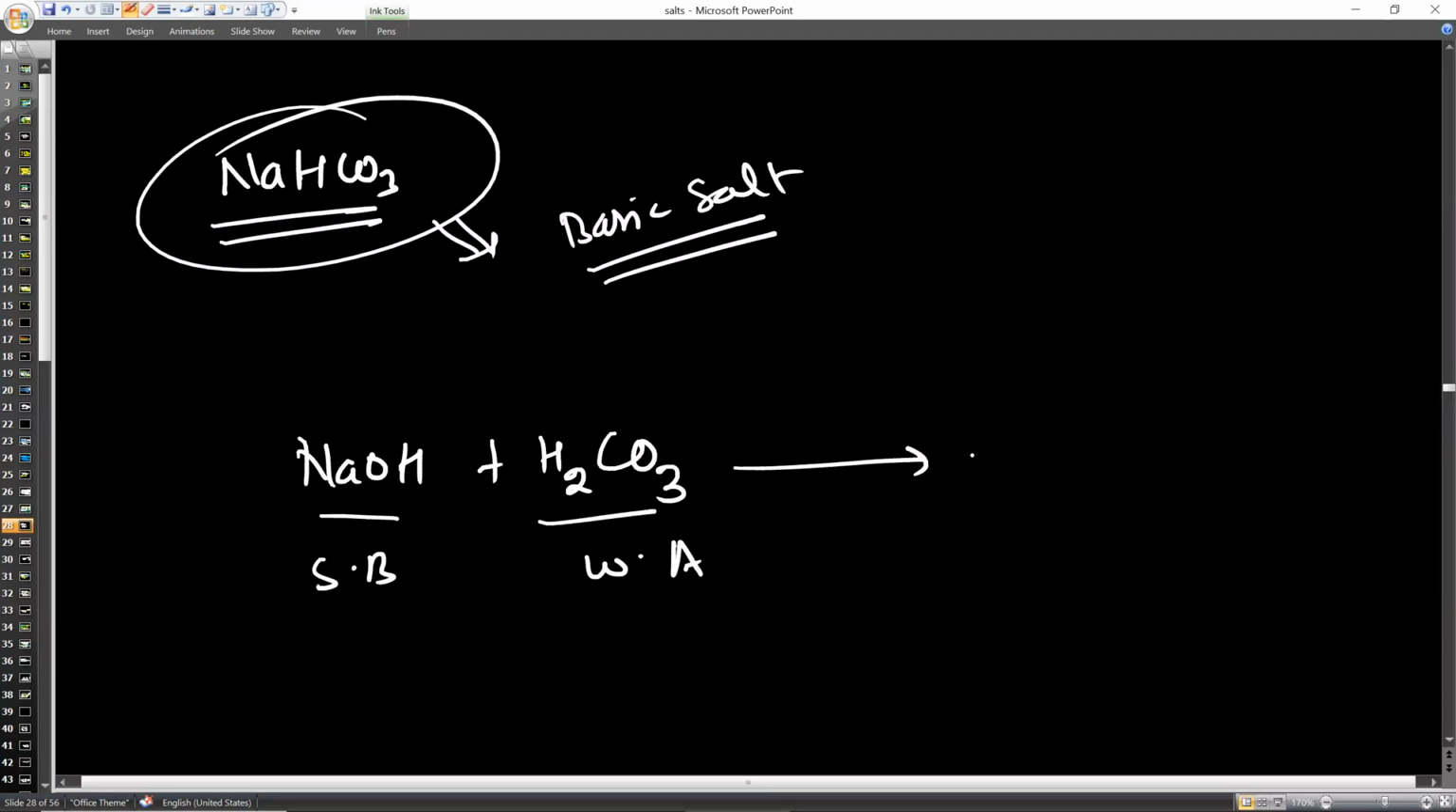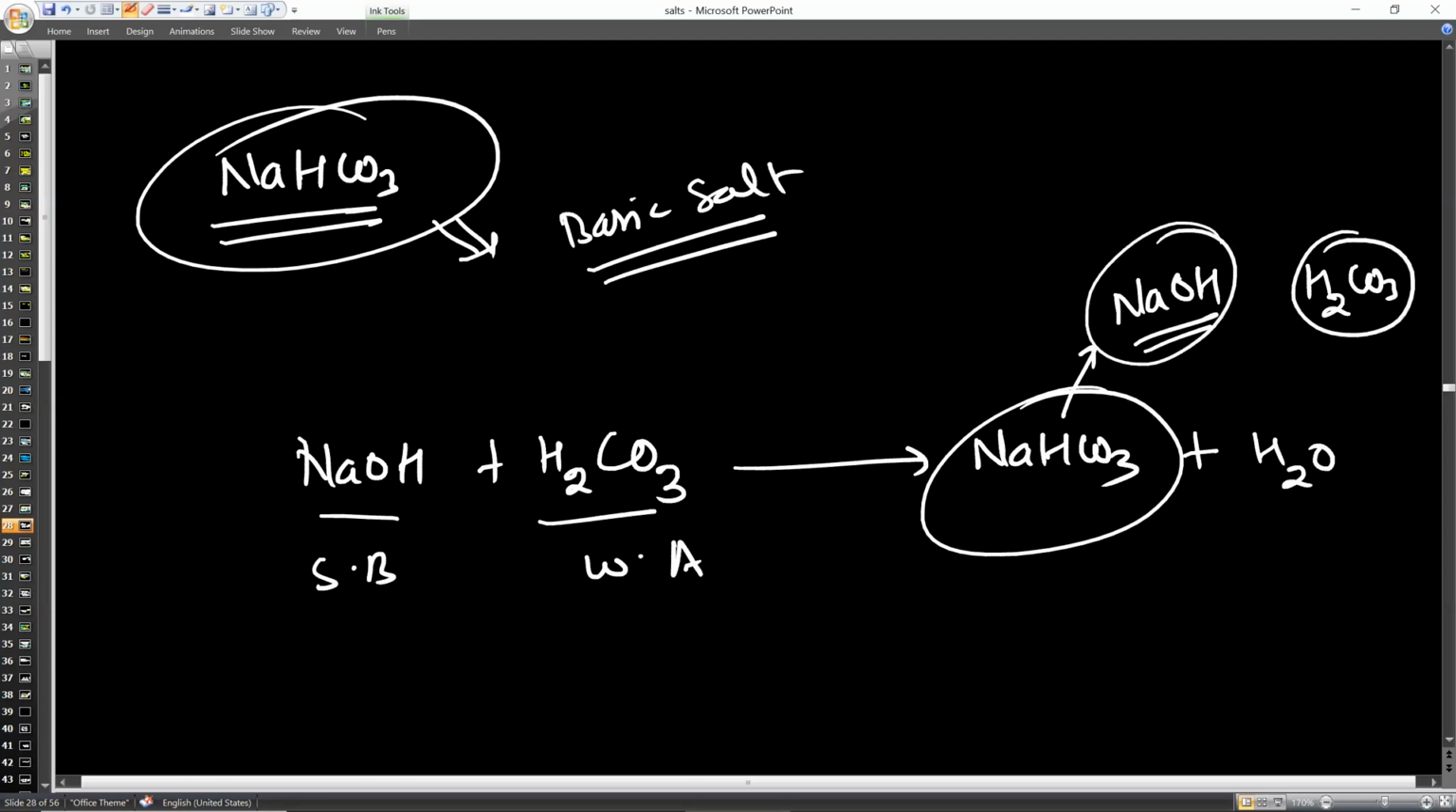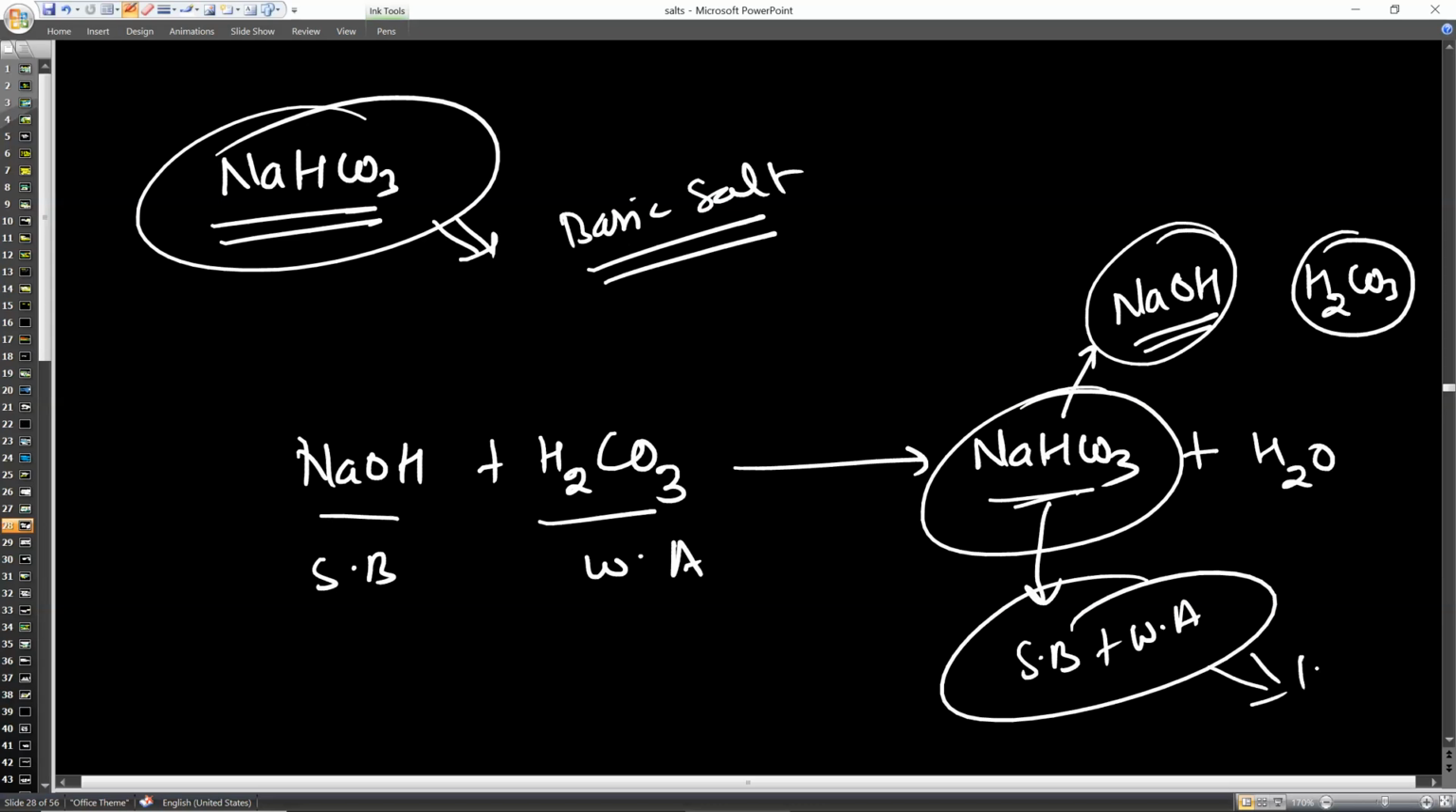This will give you sodium hydrogen carbonate. The parent base for this salt is NaOH and the parent acid is H2CO3, which is a weak acid. So NaHCO3 is a salt of a strong base and a weak acid, so it is a basic salt. Basic salt, okay, and its taste will be bitter because bases have a bitter taste.